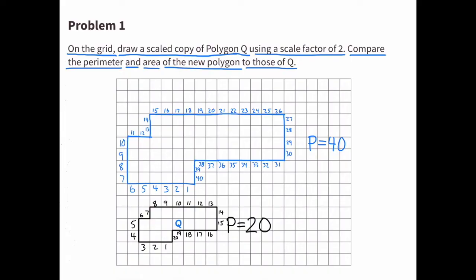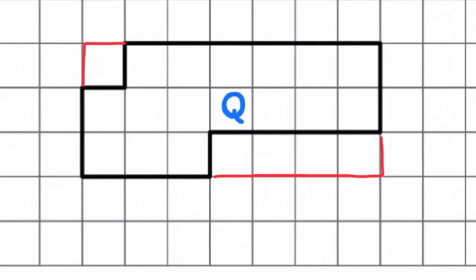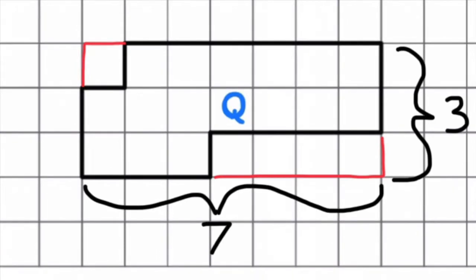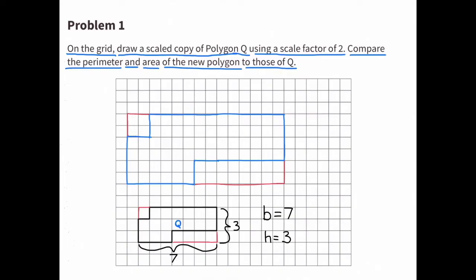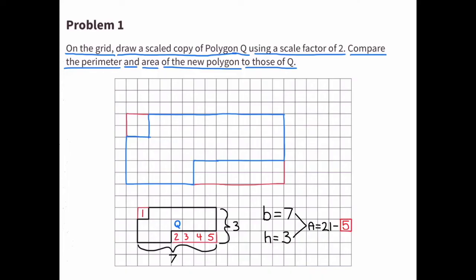Now let's compare areas. Let's take a look at the area of polygon Q. You can see I've added some red lines to make this shape into a rectangle. This rectangle has the dimensions of 7 by 3, a 7-unit base and a 3-unit height. To find the area of this rectangle, I need to multiply the base times the height, or 7 times 3. The area of this rectangle is 21 square units.